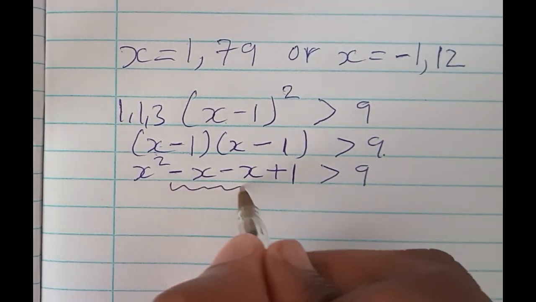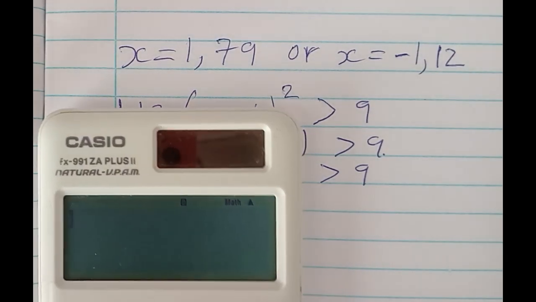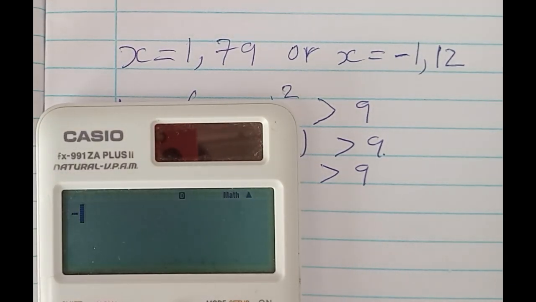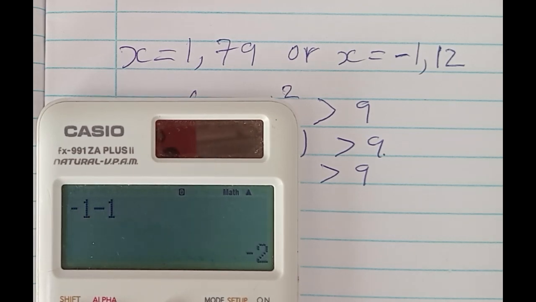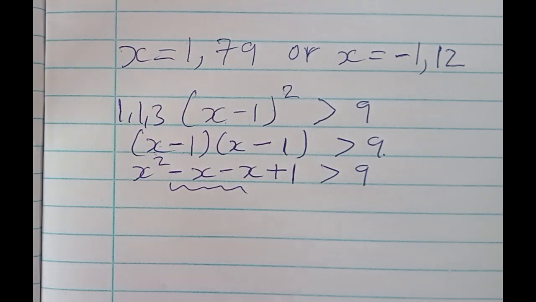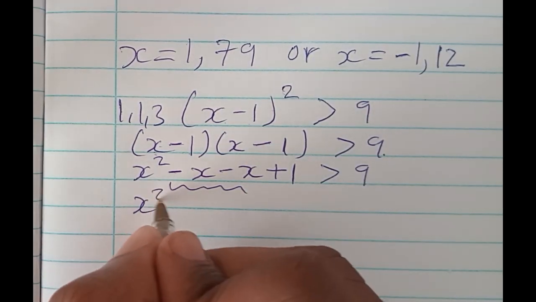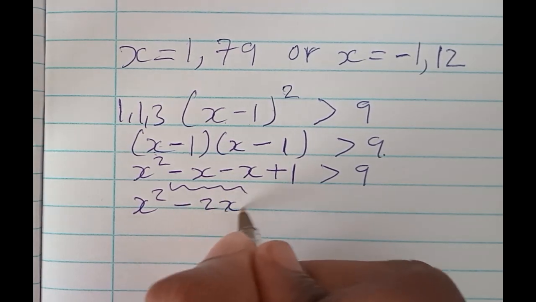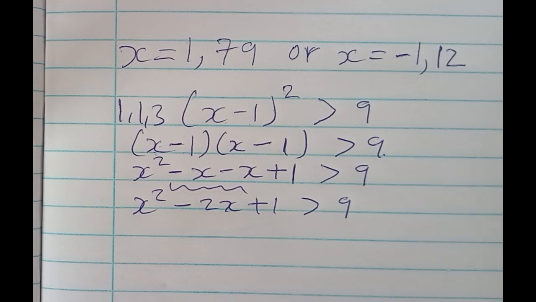So these two are like terms. This is not x minus x, it's negative x minus x. So for you to be sure, you should press -1 minus 1 to see. You see it's -2. But remember here it's x, so we'll have x squared minus 2x plus 1 is greater than 9.